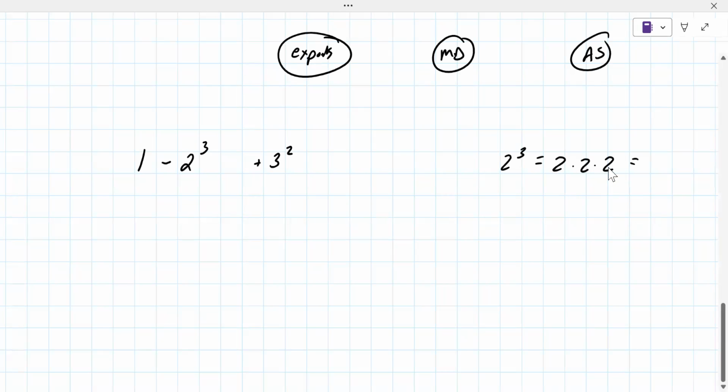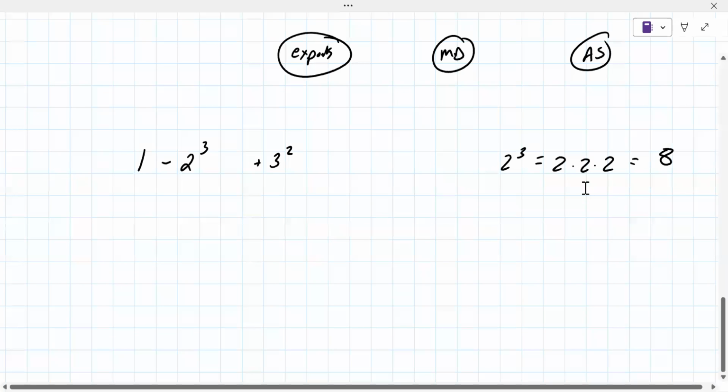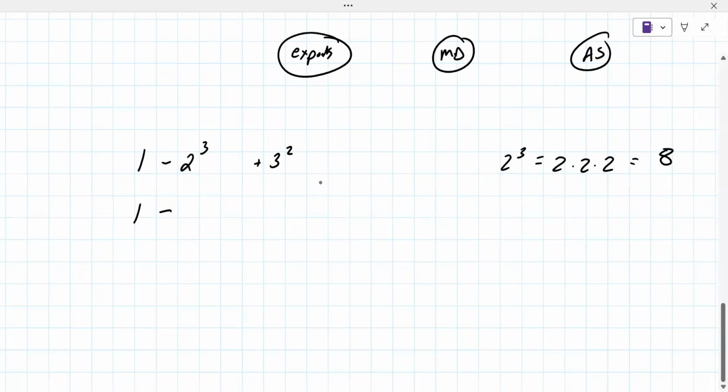So it's really important that you distinguish between what you said first and what the correct answer is. What you gave is the most common wrong answer. And we're going to do a bunch of these so that you'll get familiar with it. This becomes 1 minus 8. Now 3 squared means 3 times 3, which is 9.